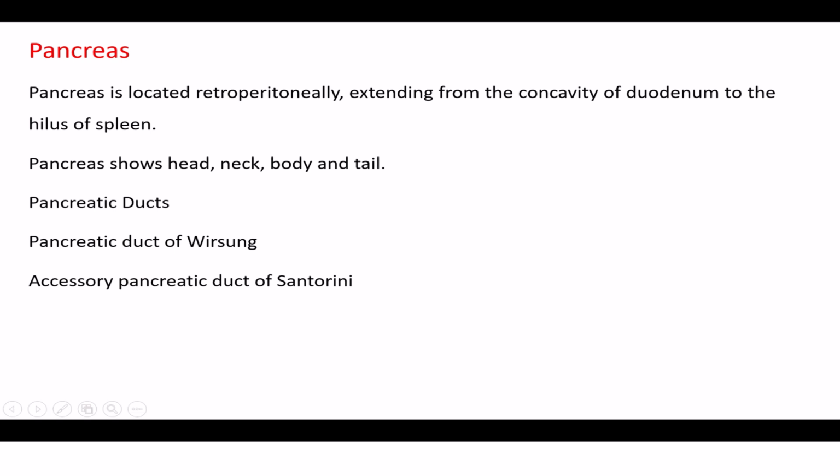So in this session, we'll deal with the pancreas. Pancreas histology. The pancreas is located retroperitoneally, extending from the concavity of the duodenum to the hilus of the spleen. Pancreas shows head, neck, body, and tail. And there will be pancreatic ducts.